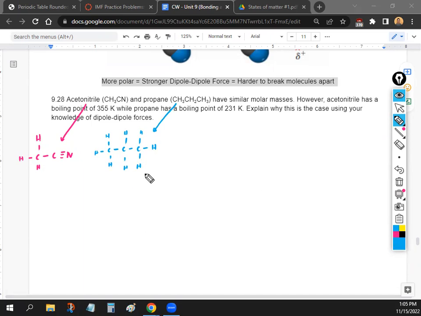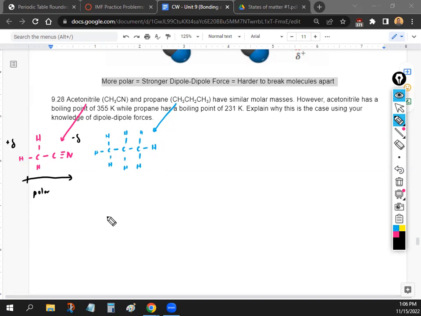Now, you're gonna notice that on acetonitrile, what's the most electronegative atom inside this molecule? N, right? So that means that you are going to have a dipole moment going towards the nitrogen side of that molecule. So there's going to be a permanent partial negative on this side, and a permanent partial positive on this side. So this guy is polar. But if you take a look at propane, do you guys see a dipole moment here? Is there one side that's more polar than the other?